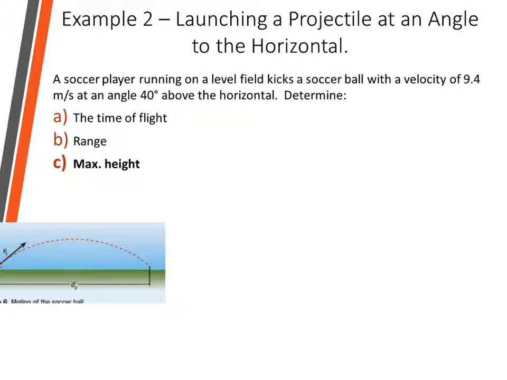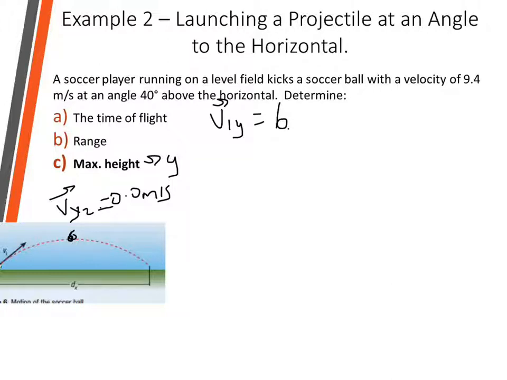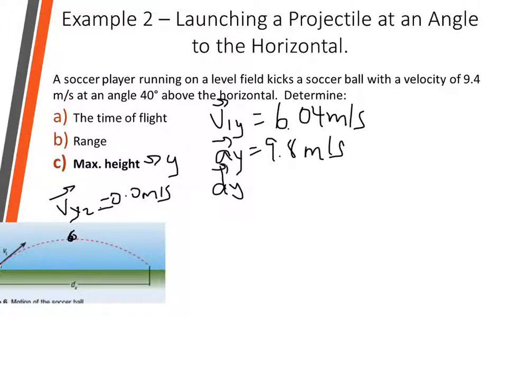So the last one is our max height. So again, we're back to dealing with vertical motion, and we have to remember that at the very top of that parabola, our Vy2 is going to be 0 meters per second. Okay, so we have our initial Vy. That was that number that we calculated at the very beginning, 6.04 meters per second. We know our acceleration is 9.8 meters per second squared. And we want to figure out our dy.